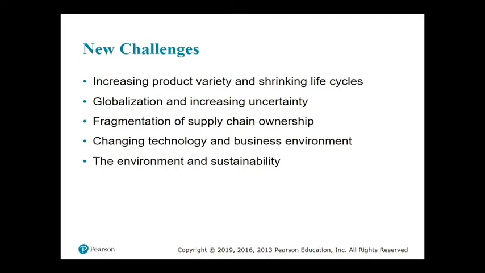So all of these, the reduced life cycles and greater product variety, will increase the uncertainty and also reduce the time window that companies have to deal with this uncertainty.